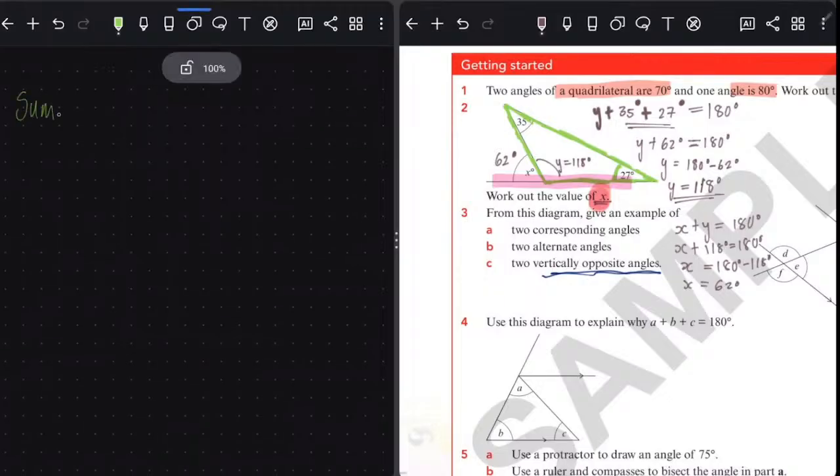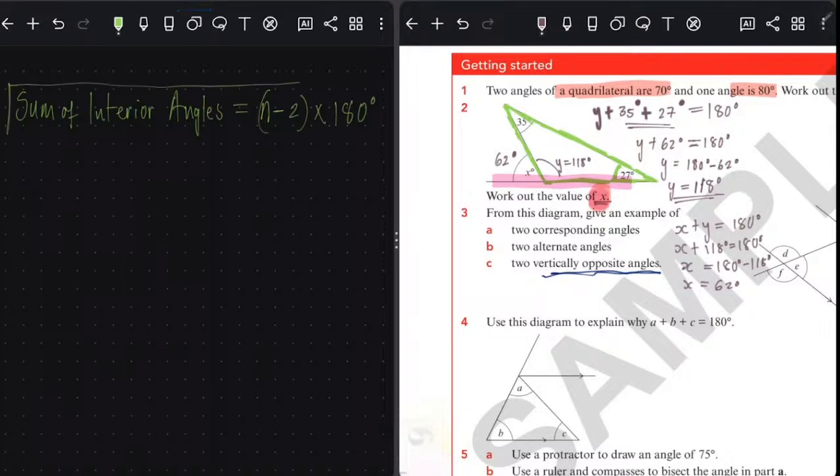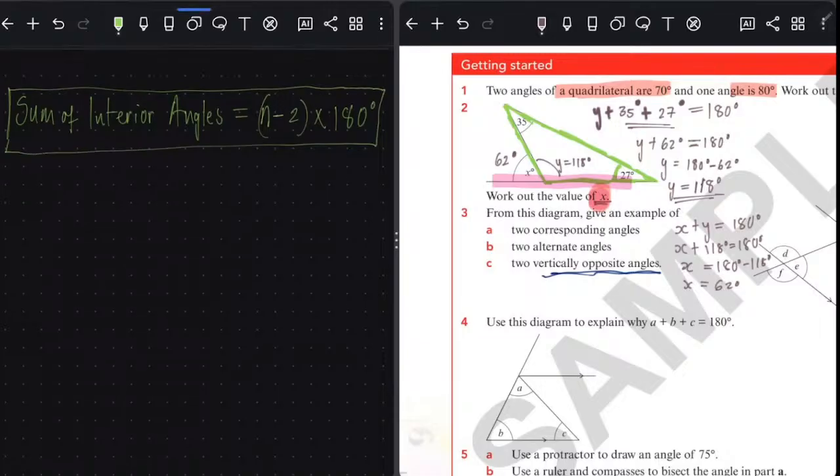Sum of interior angles is equal to what? N minus 2 times 180. Right. So here's your assignment. You are going to write this 30 times. And you're going to write 1.